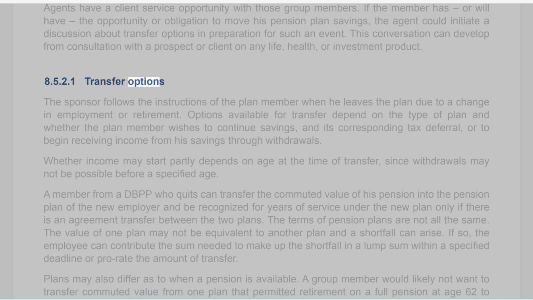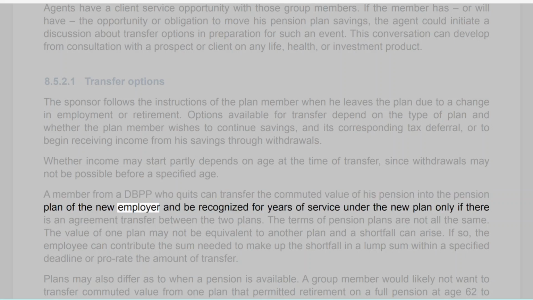8.5.2.1 Transfer Options. The sponsor follows the instructions of the plan member when he leaves the plan due to a change in employment or retirement. Options available for transfer depend on the type of plan and whether the plan member wishes to continue savings and its corresponding tax deferral, or to begin receiving income from his savings through withdrawals. Whether income may start partly depends on age at the time of transfer, since withdrawals may not be possible before a specified age.